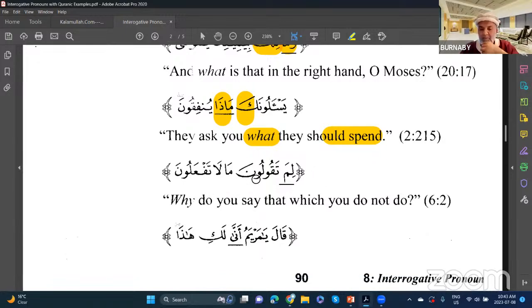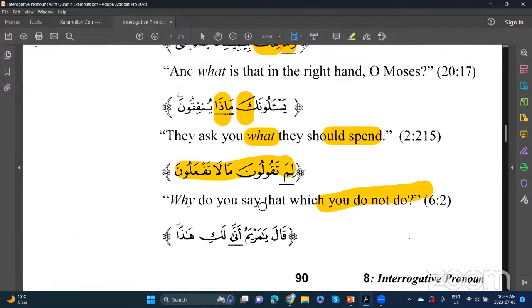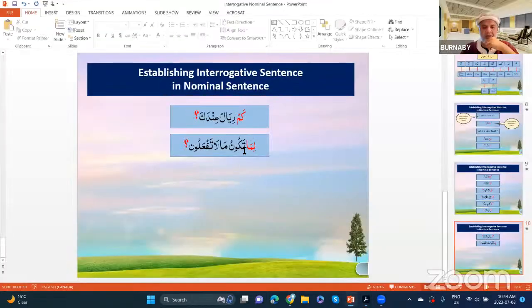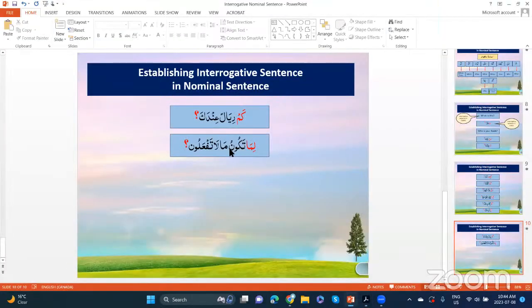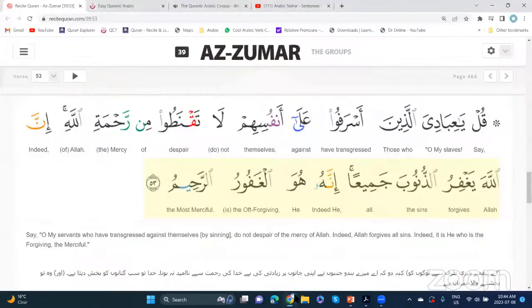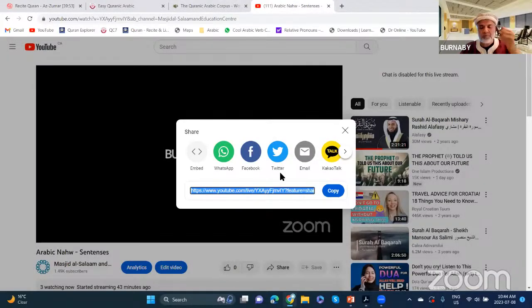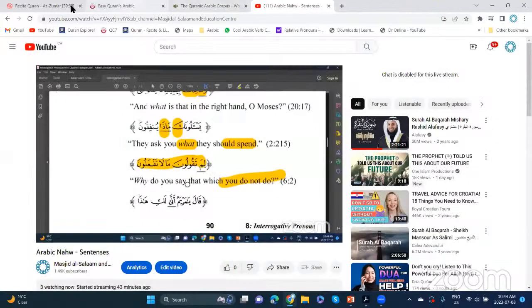Okay. Remember this one? Lima takuluna ma la tafalun. We got this again here from the Quran. Why do you say which you do not do? Brother Abba, the previous one you said lima takunu. Lima takunu, takuluna are the same? Let's see. Oh, lima takunu. That's why I was saying that it should be lima takuluna. Okay, so yeah, there must be a typo. Thank you. Yeah, no worries.